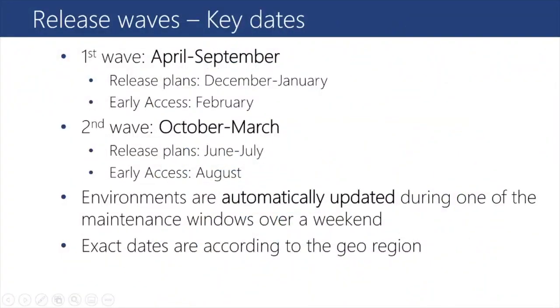Features of the first release wave are released between April and September. So it starts in April and continues until the end of September. Release plans for them are available a few months before. We also have early access to the user experience impacting features. For the first wave, it's usually available in February. On the other hand, features of the second wave are released between October and March, and early access is available in August.